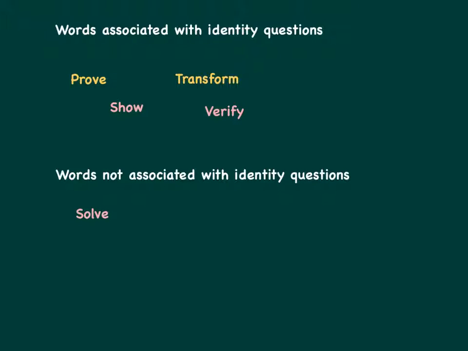Here are some words you're going to see when you're asked to prove or verify an identity. Words like prove, show, transform, verify, those are going to have to do with identity questions. Usually with an identity question, you're actually given the answer and you just need to show the work involved to get to the answer. Words you won't see with identity questions are things like solve.